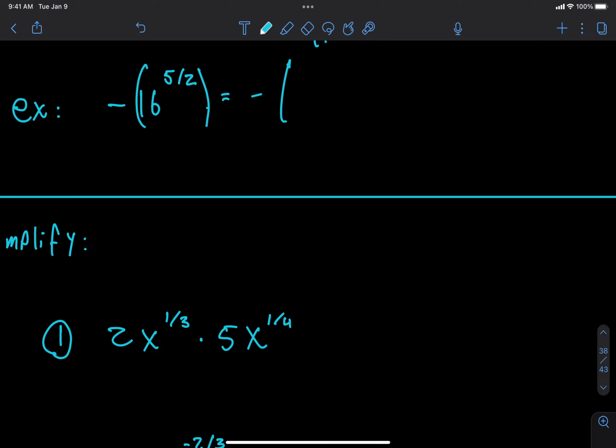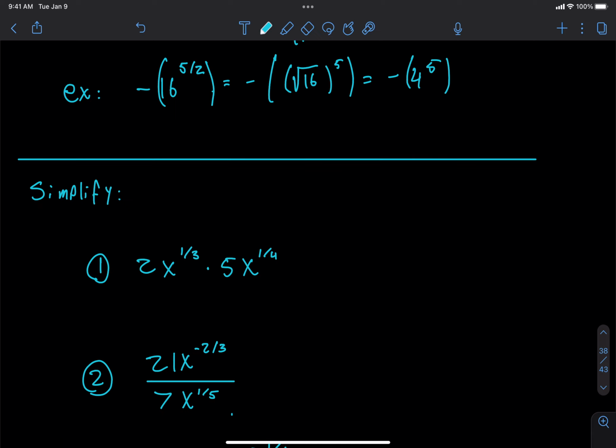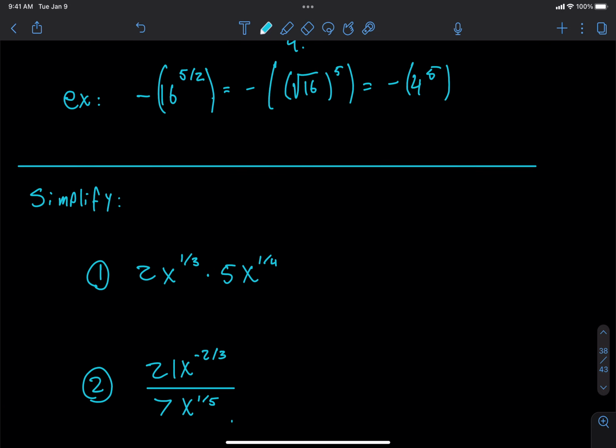Which one do we want to do first, the square root or the 5th power? I think square root's easiest to do first because 16 is a perfect square, right? So I can rewrite this as the square root of 16 all being taken to the 5th power, which is negative 4 to the 5th, which is whatever that is. It's 2 to the 10. Something like a million, maybe. All right, so that's how we could do that. I don't know, I guess I should have made this easier to simplify.